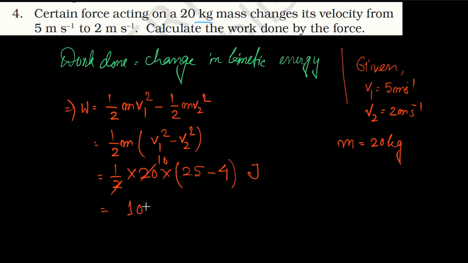So what will be there? 10 into 25 minus 4 equal to what? 21 joule, that is 21 into 10 equal to what? 210 joule. So this is the amount of work we have to do in changing the velocity of a body whose mass is 20 kilogram from 5 meter per second to 2 meter per second. Simple question, simple answer. There's nothing complicated. Just write down the question, and now we are going to move towards our next question.